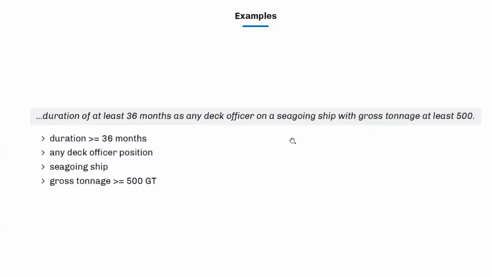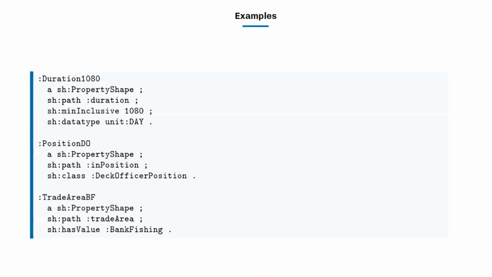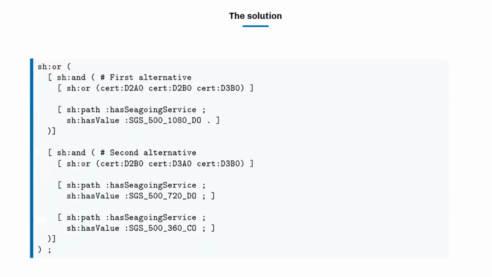We have a total of 36 to 40 different certificates, and all of them are manually modeled as they are so complex in nature. And also these alternatives, you really need to pay attention when working with this.